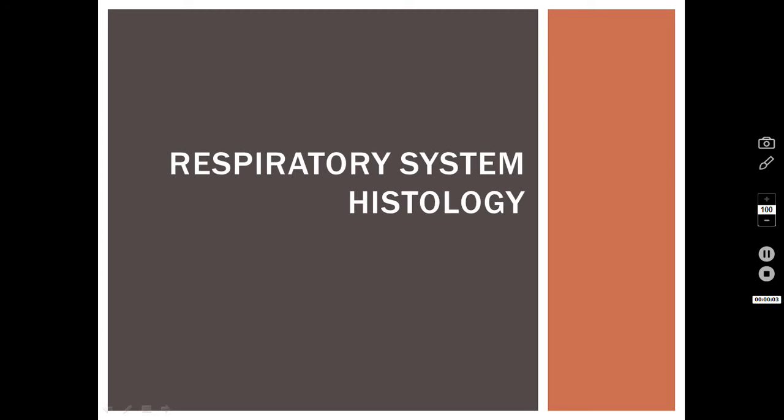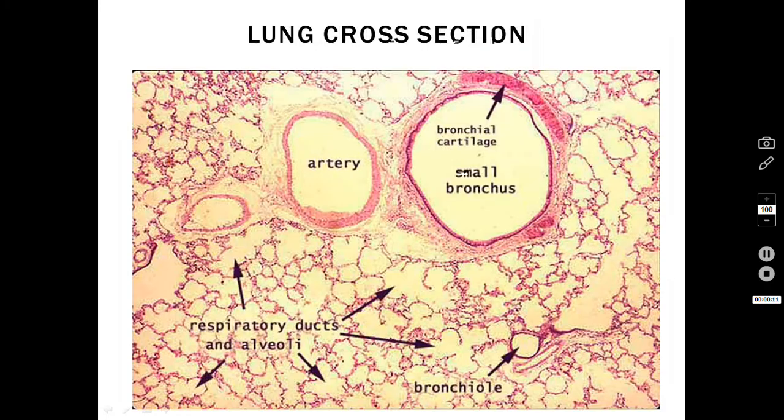This is a brief overview of some of the histology that we examine in the respiratory system. So first, if we just look at a cross-section of a lung, one of the things that you need to be able to do is differentiate between a bronchus and a bronchiole. So the bronchi have cartilage support as well as smooth muscle. You can see here are little plates of cartilage, whereas a bronchiole does not have that.